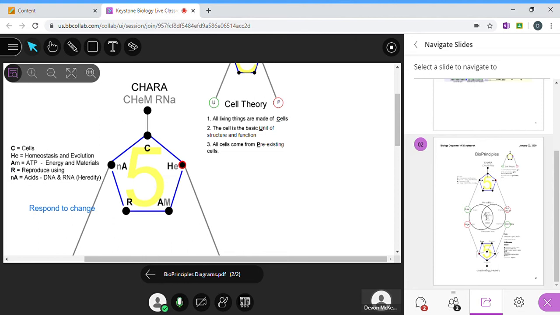So let's start at the top. Cells. All living things are made of cells. H, homeostasis. All living things respond to change. A, ATP, energy and materials. All living things need energy and materials. R, reproduce. All living things have to reproduce. If they're not making the next generation of living things, then whatever that living thing is will become extinct and it is no longer a living thing.